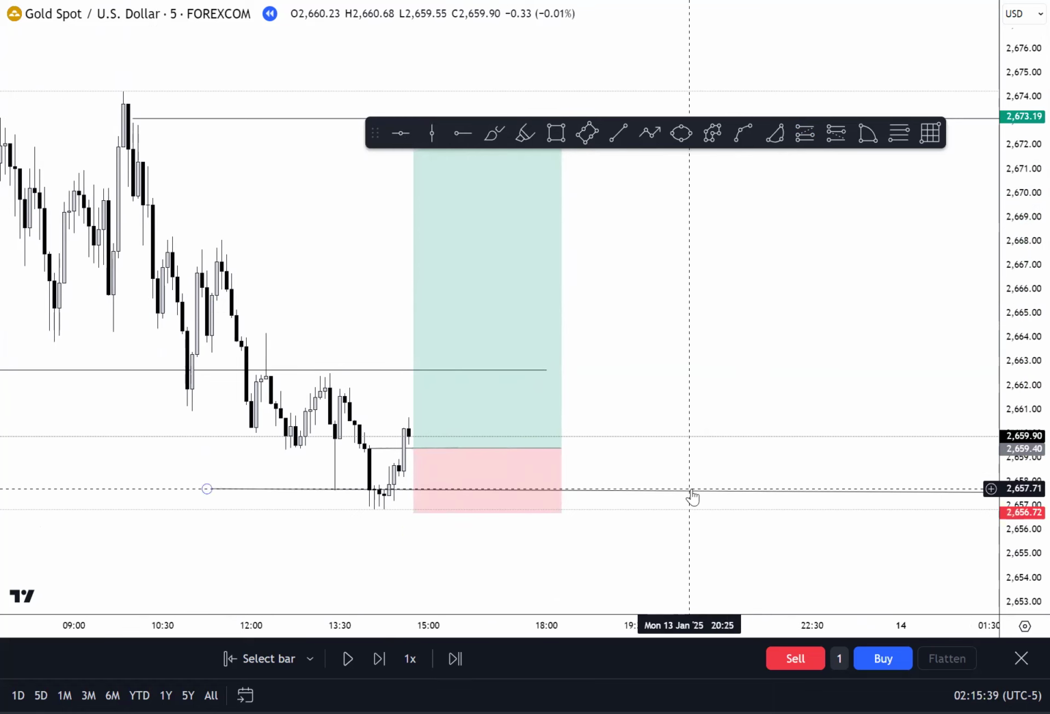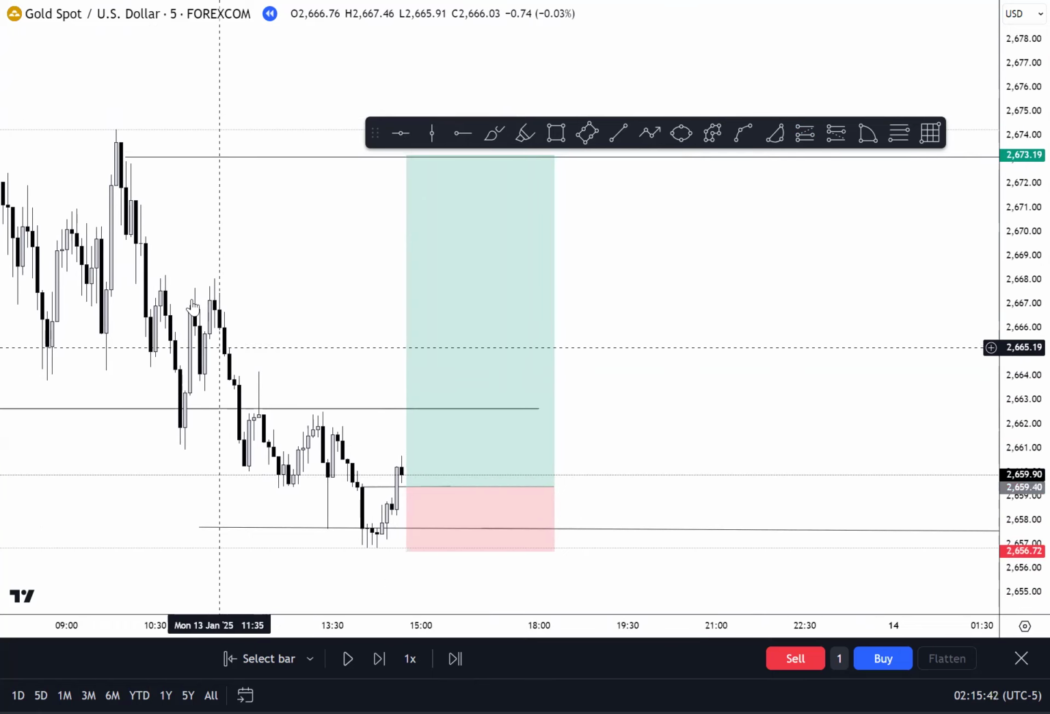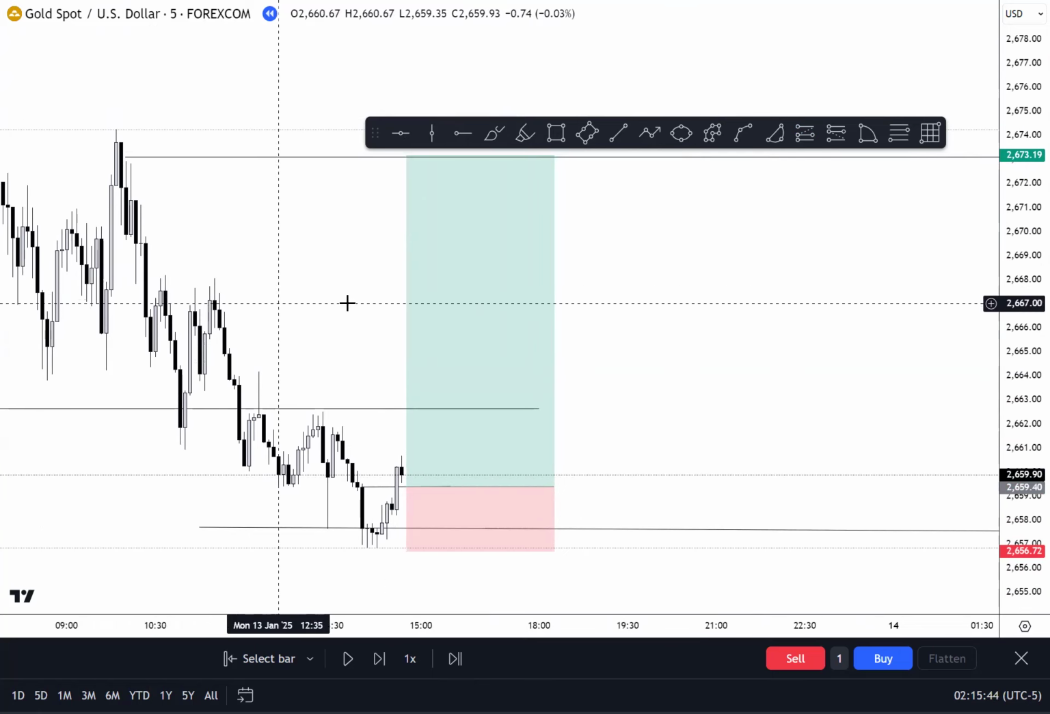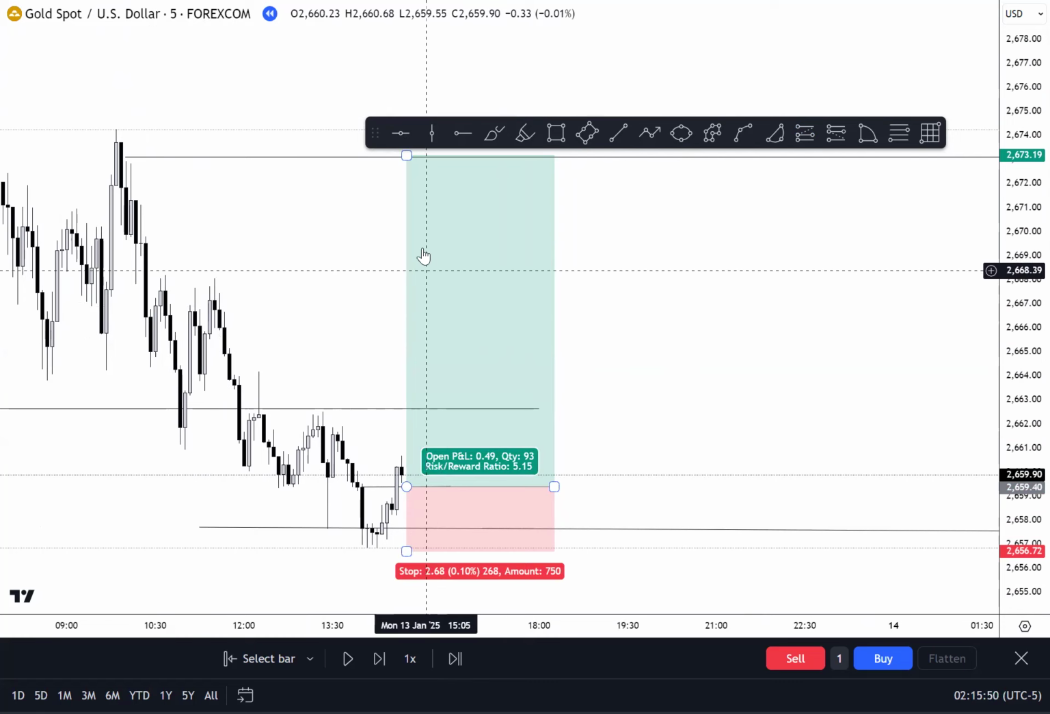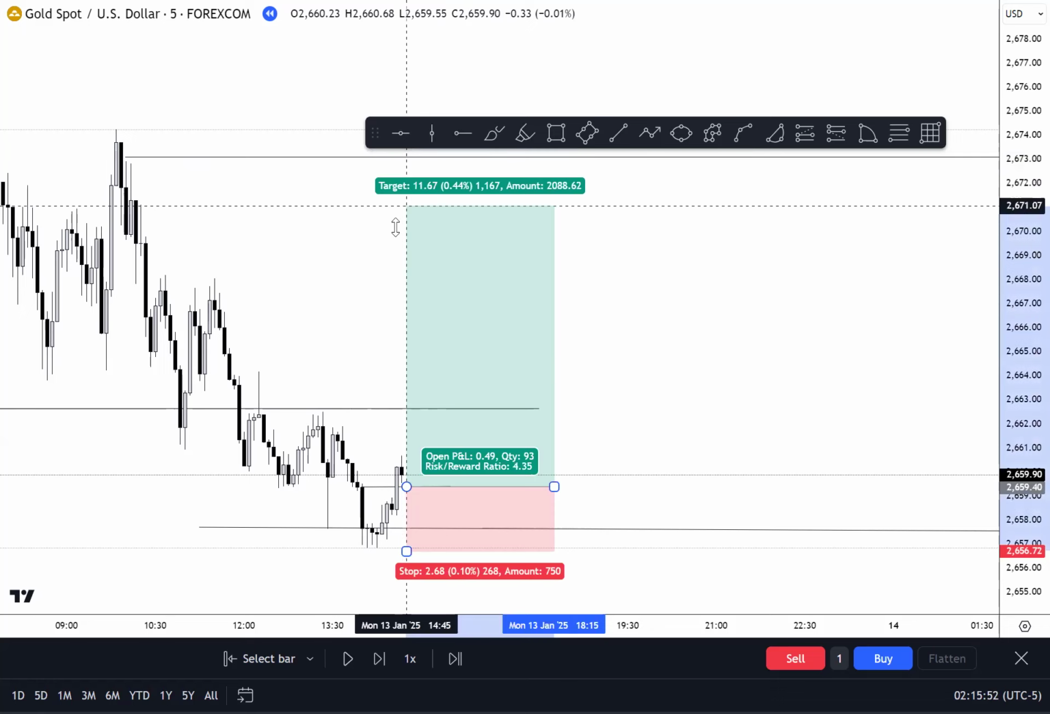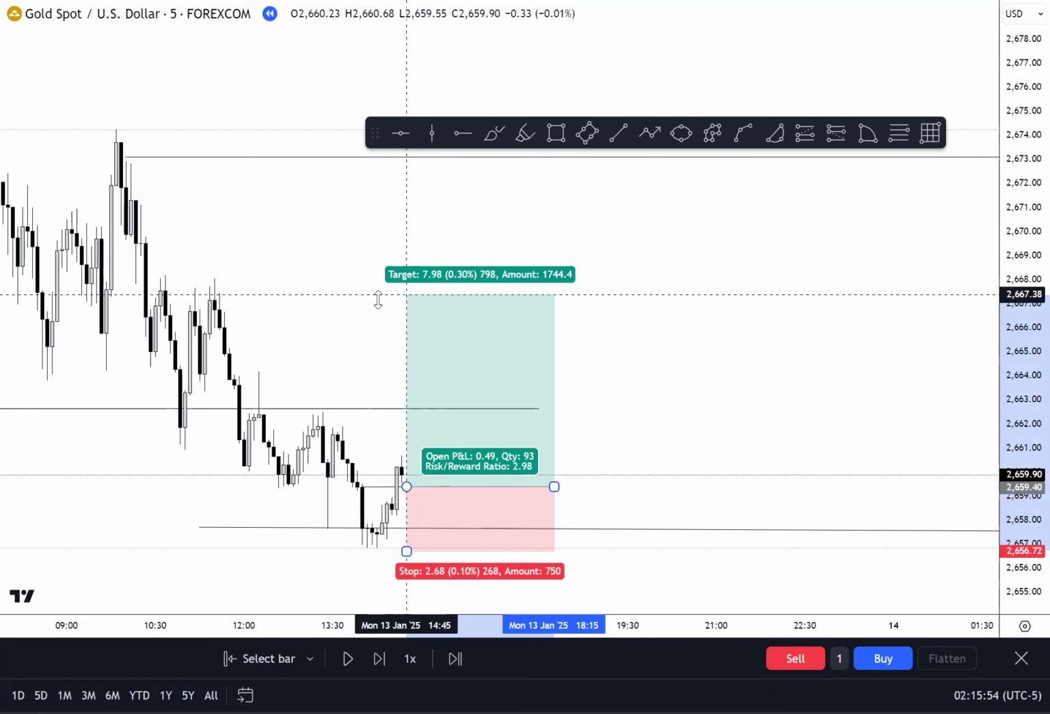I always like to take profit at the nearest 1:2 risk to reward ratio. So my TP1, my first target, is always 1:2.